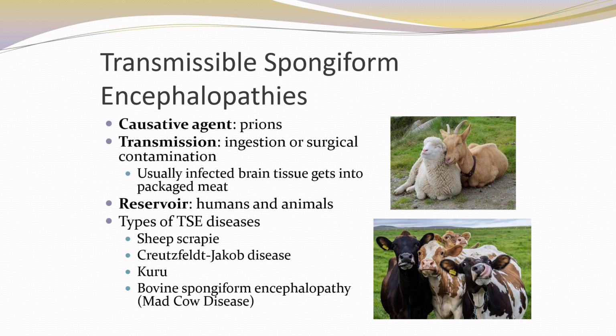The reservoir is humans and animals, and there are different types of TSE diseases. Some you've probably heard of, like sheep scrapie, Creutzfeldt-Jakob disease, Kuru, something we've talked about before, and then the one you probably know of, probably the most, is mad cow disease. This affects bovines.